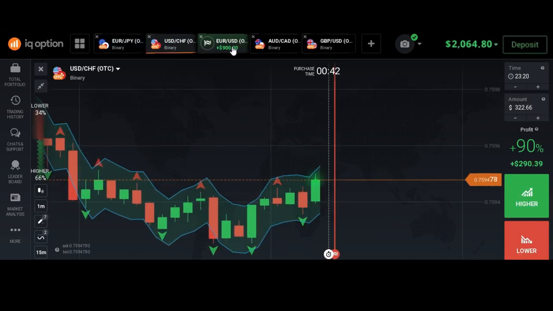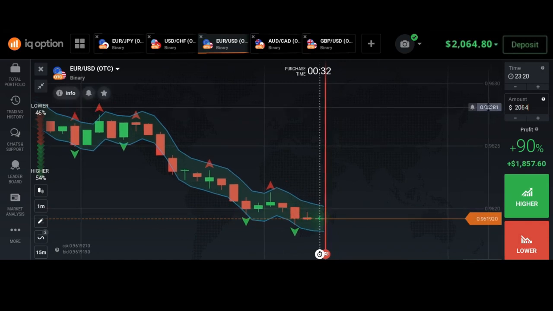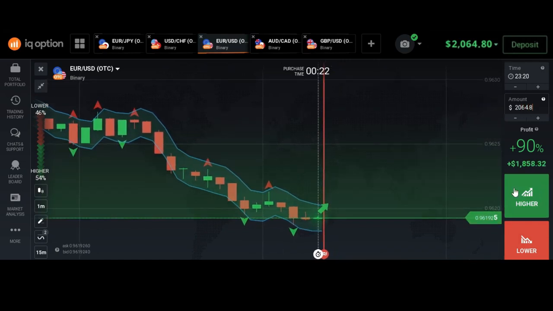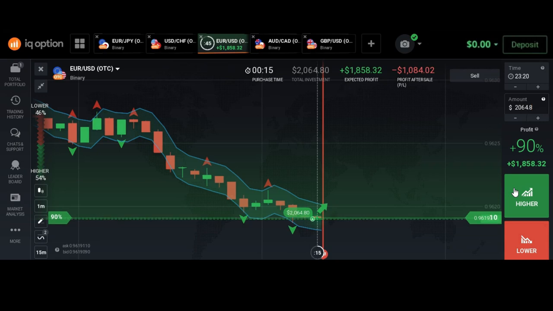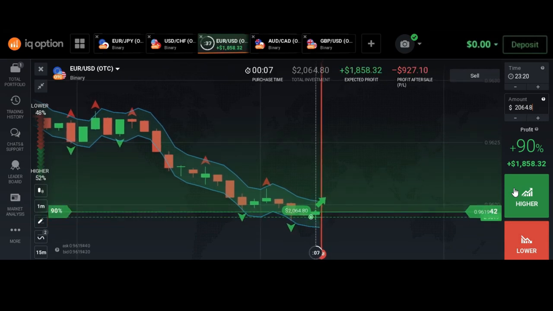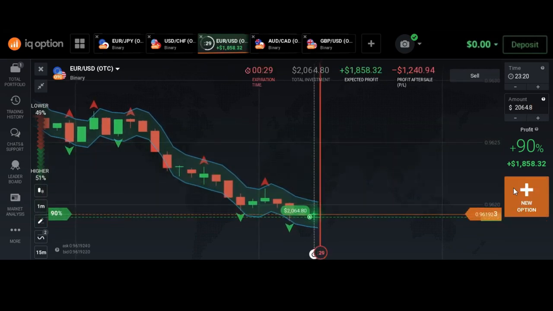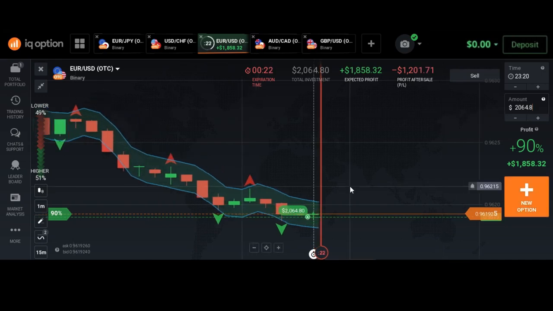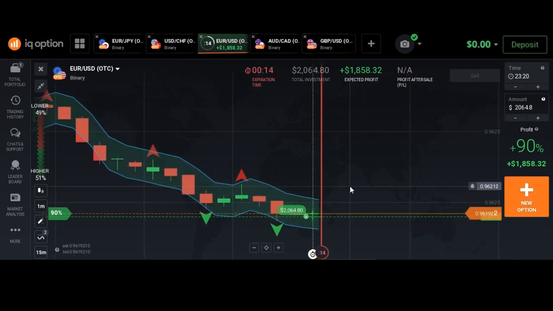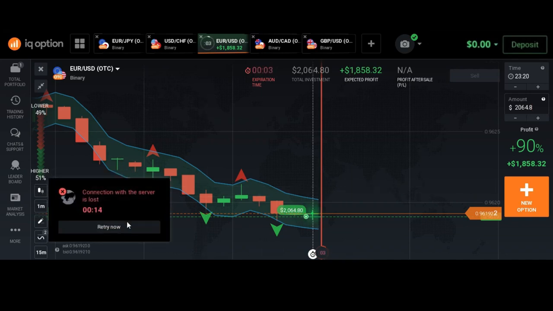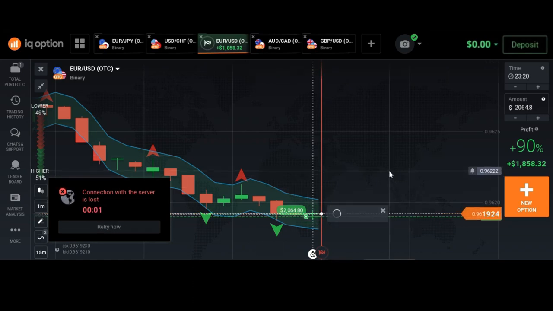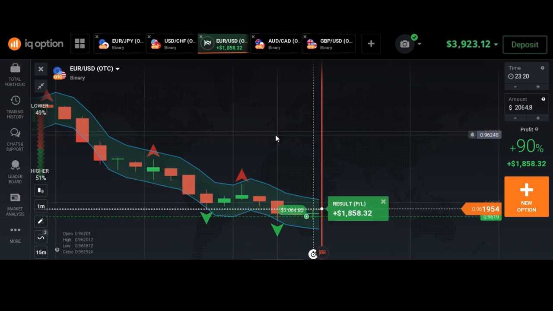I'm going to risk doing the operation against the trend, since I trust the strategy and I have tried it many times. My connection doesn't want me to win the operation. Retry now. Great.